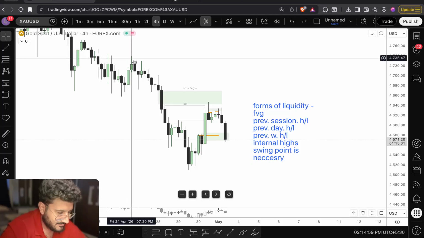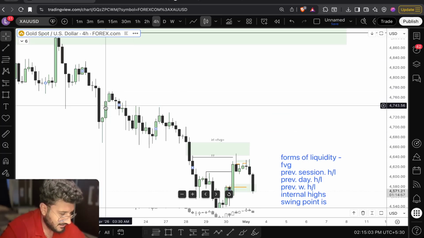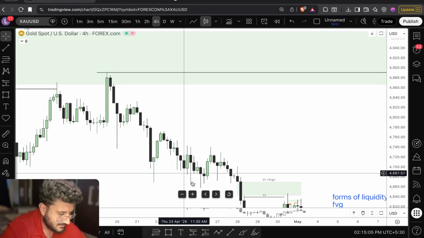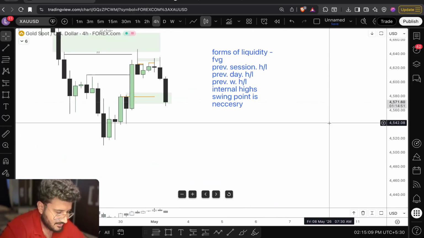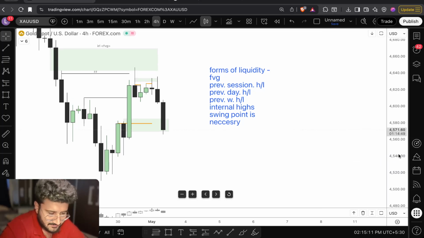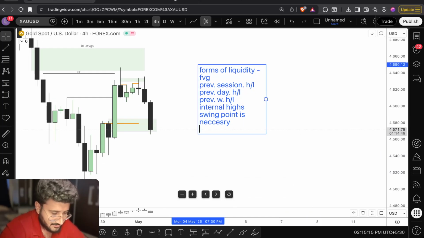This is a swing point, market dropped. This was a swing high, market dropped. This was a swing low, market pumped. Again here, swing high, market dumped. Without a strong high, market cannot establish a reversal or continuation. So that is what you need to keep in mind.